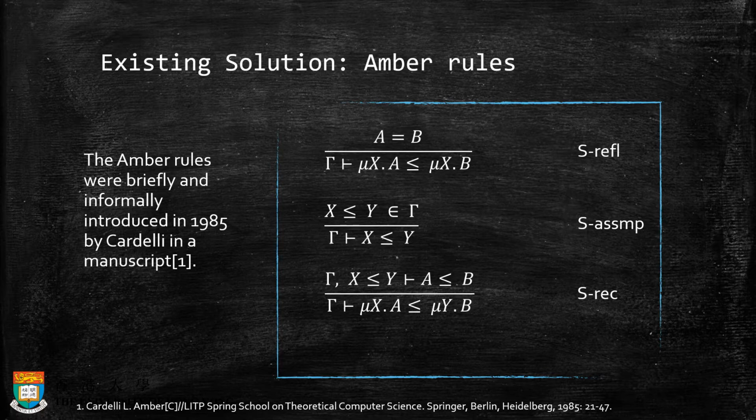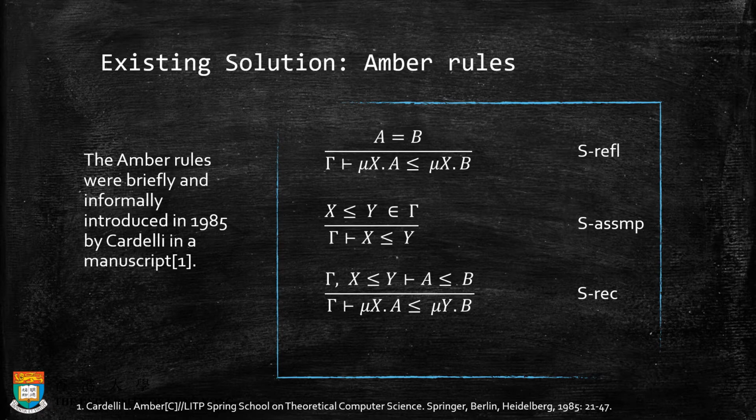Back to our question. How do we check whether two iso-recursive types are subtypes? The Amber rules are well known and widely used for subtyping iso-recursive types. They were briefly and informally introduced in 1985. The table on the right shows the rules for iso-recursive subtyping. The first one is reflexivity. The second one is assumption, and the final one is the recursive rule.